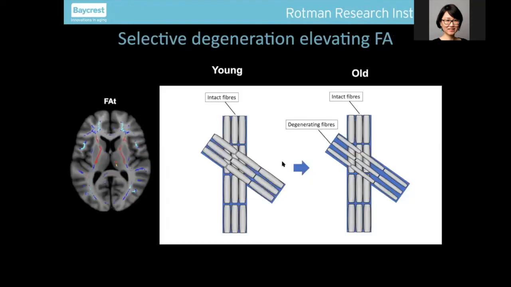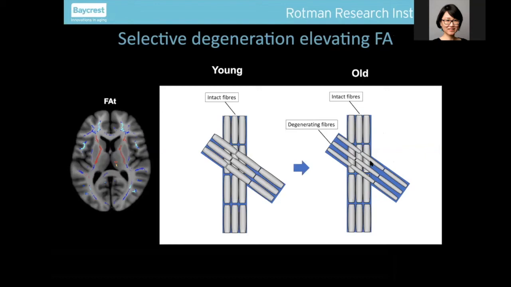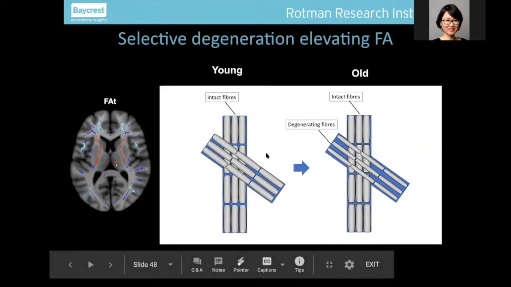So just to reiterate what we think is happening, the most likely explanation is that there's selective degeneration of crossing fibers. So on the right side, you can conceivably entertain the notion that the FA there will be higher than the FA here, because in any given box, these two populations are mixed together.